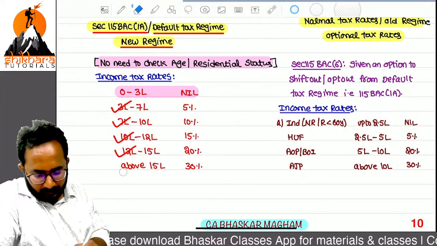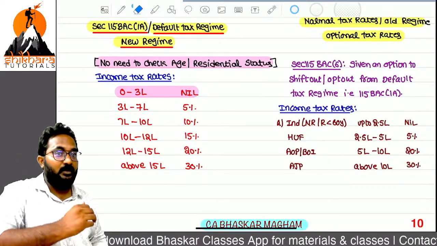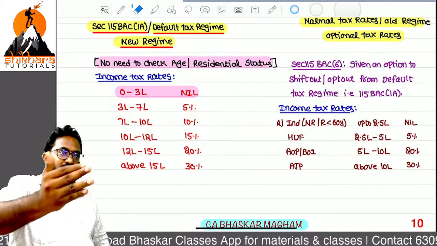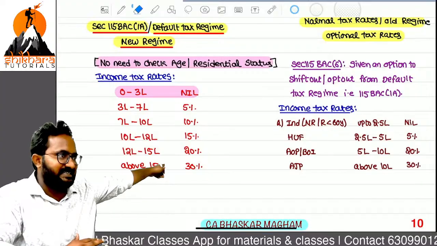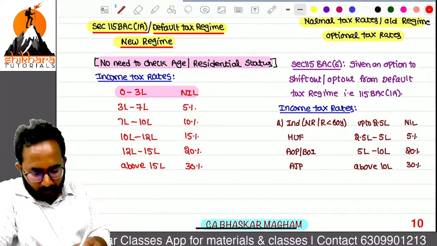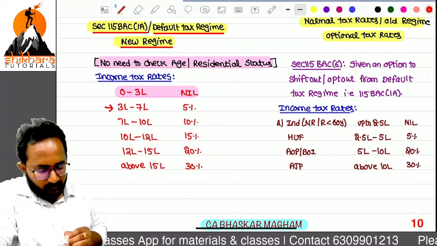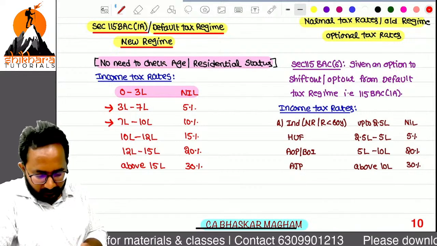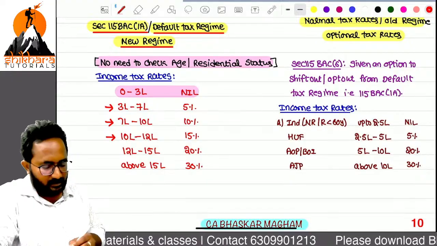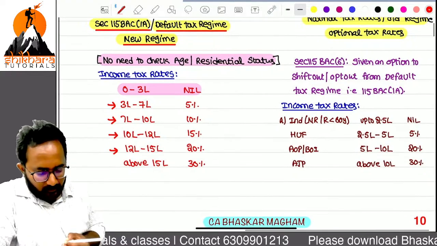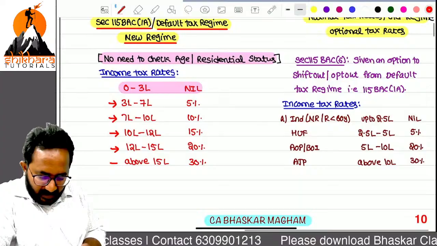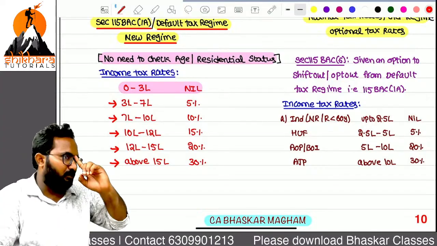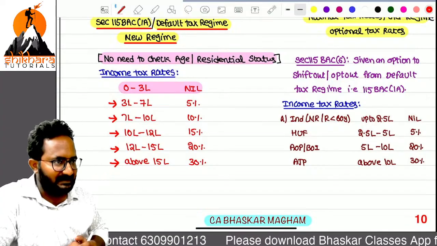Sir, previously every 3 lakhs they had given one slab, but now they have changed this. 3 to 7 lakh, what is that percentage? 5%. 7 to 10 lakh income, 10%. 10 to 12 lakh, 15%. 12 to 15 lakh, 20%. Above 15 lakh, here one mistake can be committed by the students easily.